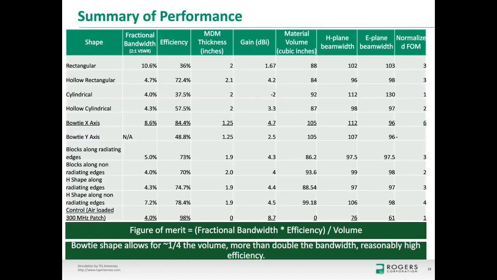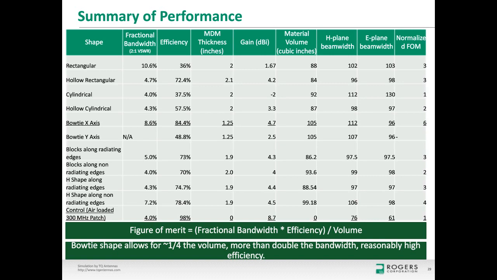So if I look at comparing the performance of these different antennas, and this is quite a large list, so we'll just hit the high points here. If I look at my air-loaded patch antenna, that does give me the best efficiency. It's the largest antenna, and it's the best efficiency. If I'm looking at the different shapes, and my figure of merit is fractional bandwidth times efficiency divided by antenna volume, that bow tie along the x-axis represents the best performance.